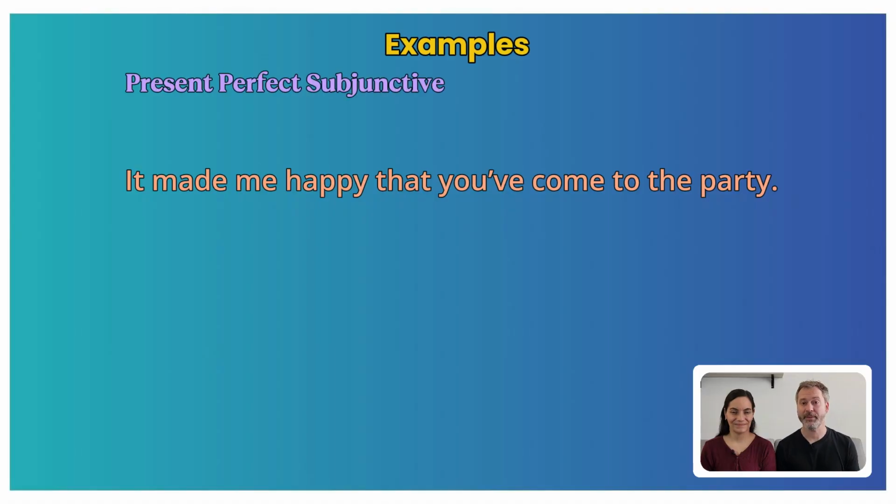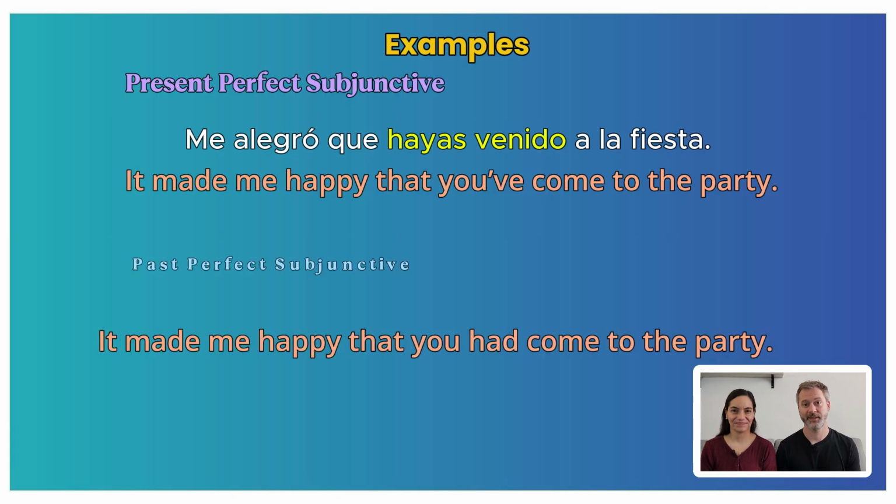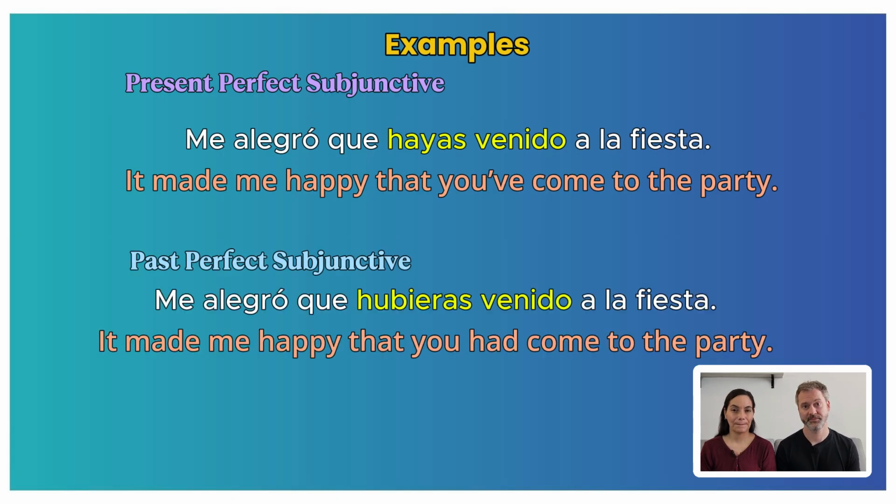It made me happy that you've come to the party. Me alegró que hayas venido a la fiesta. It made me happy that you had come to the party. Me alegró que hubieras venido a la fiesta. In both cases, the main verb is an emotion and triggers the subjunctive. Now, although in both cases the main verb is in the past tense, the dependent clause can use the present or the past perfect subjunctive depending on what you want to express.